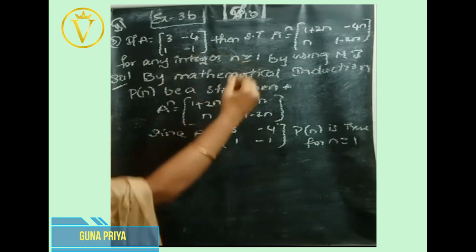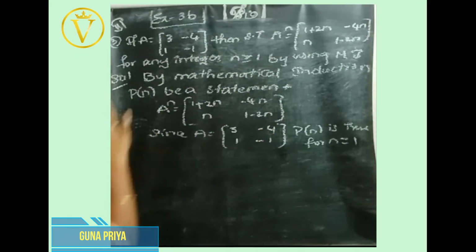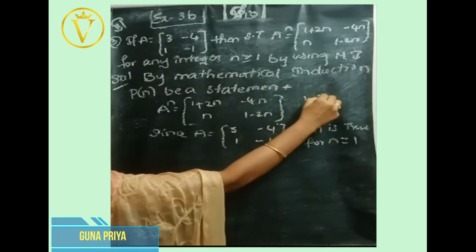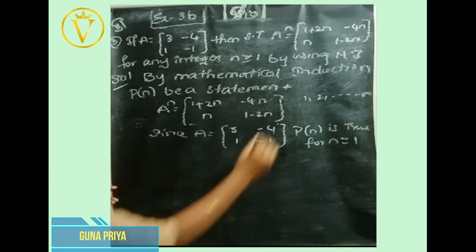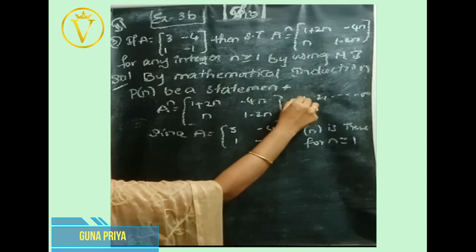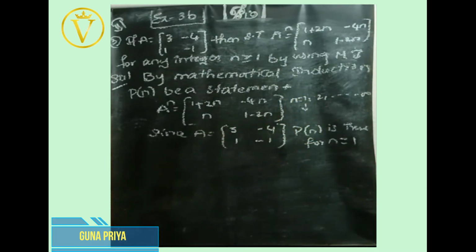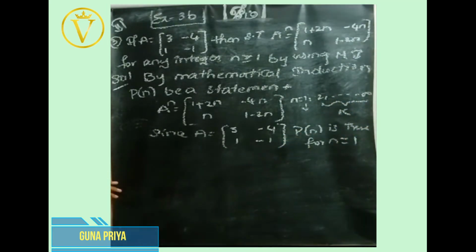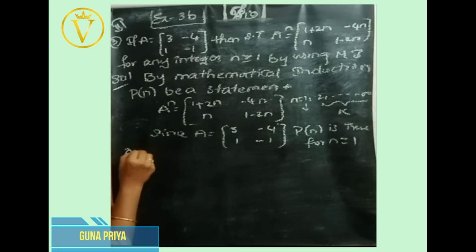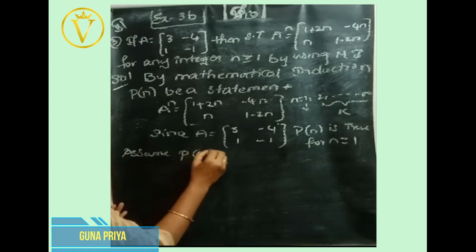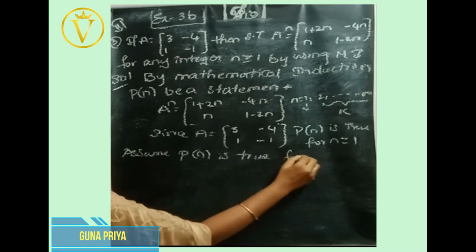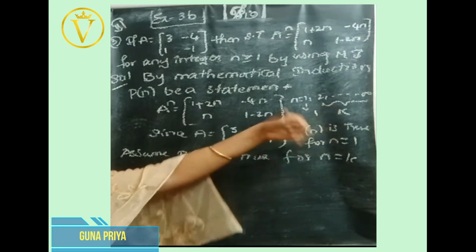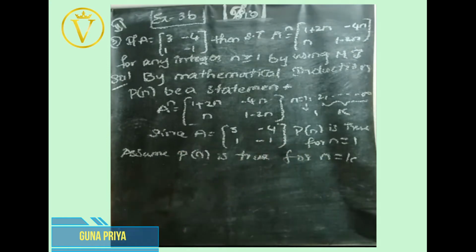What they have given is for any integers, which we have discussed in the previous section. That means positive integers, n greater than or equal to 1, meaning 1, 2 and so on to infinity, right? First we have to prove for n equals 1, then 2, 3 and so on. First we have proved for n equals 1. So for the remaining, take it as k. So now assume P of n is true for n equals k. First we have proved for 1 and the remaining positive integers we have represented with k.